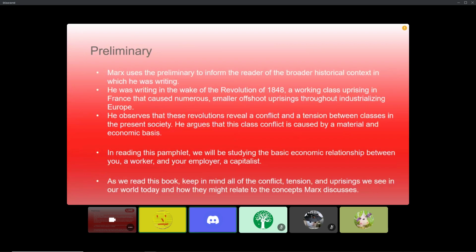So essentially, there's unrest because people's material conditions are getting worse. Yeah. And getting worse or have been bad.